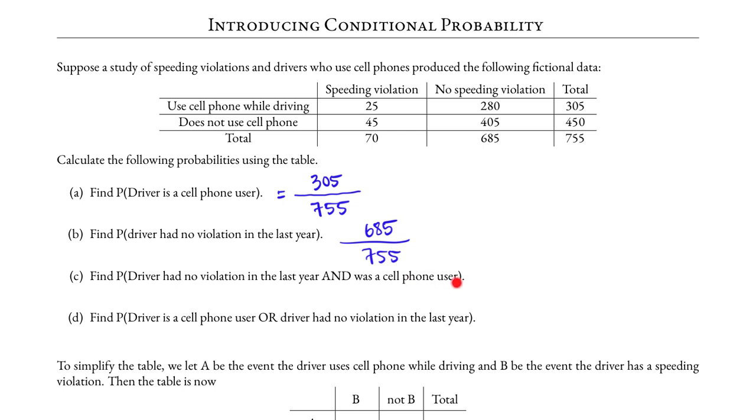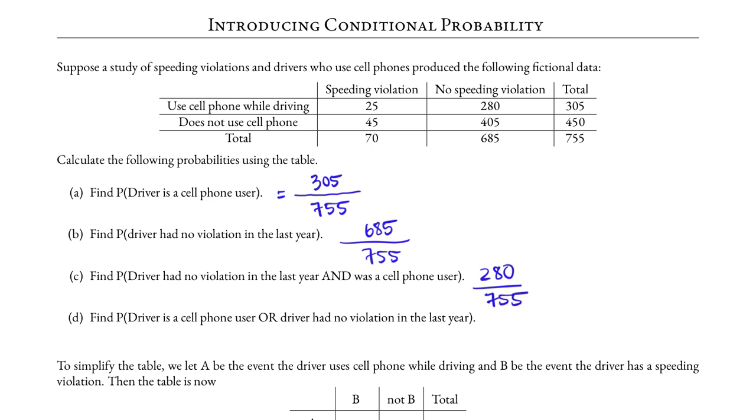And was a cell phone user. Cell phone user is this row. And so it is an intersection of this column, no speeding violation, and this row, cell phone user. The number that is in that intersection is 280. 280 of them had no speeding violation and used a cell phone while driving. And so the answer is 280 over 755.